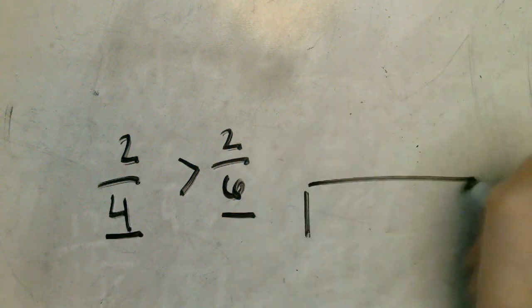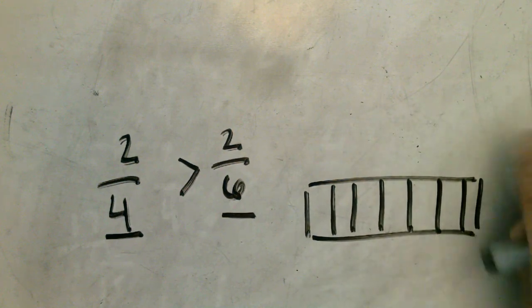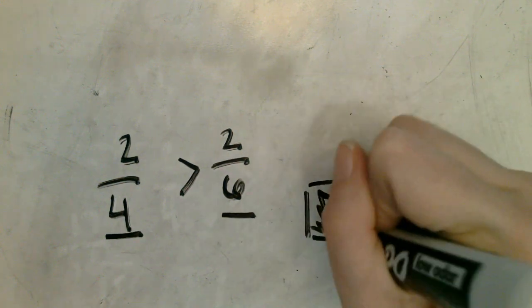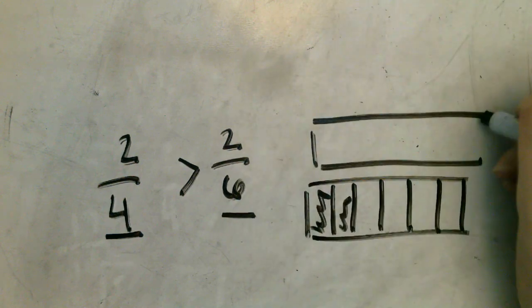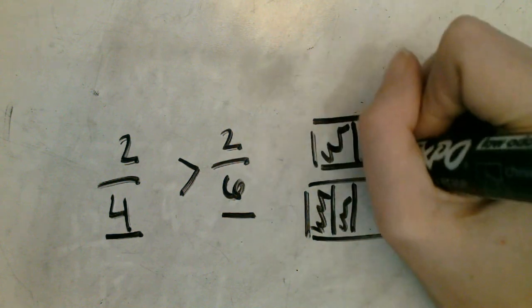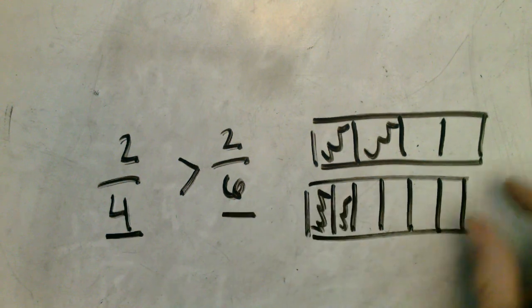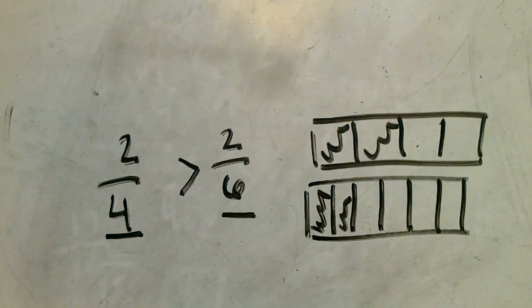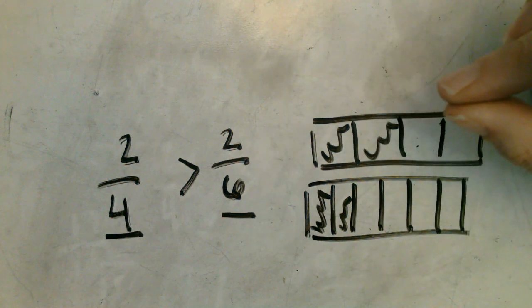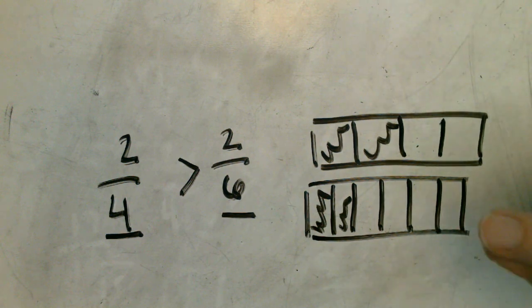So if I were to draw 2/6, here's my 2/6, and if I were to draw 2/4, I can say that each of these slices in my 2/6 is smaller than my fourth slice. Because of that, we're able just to think about the individual pieces. So when we look at the denominator, the greater the denominator, the smaller the fractional unit.